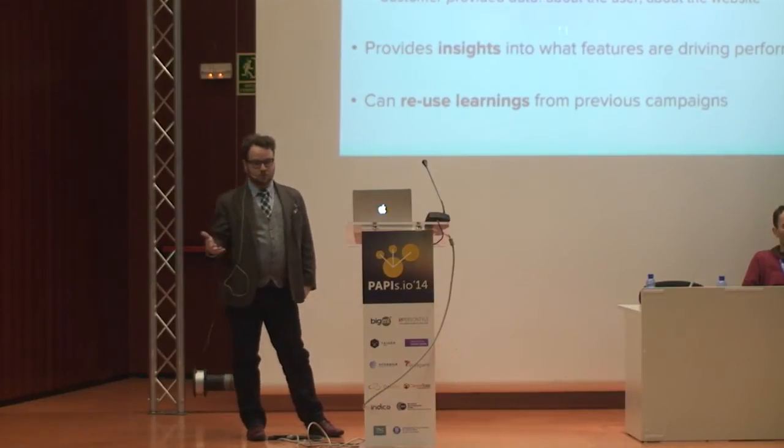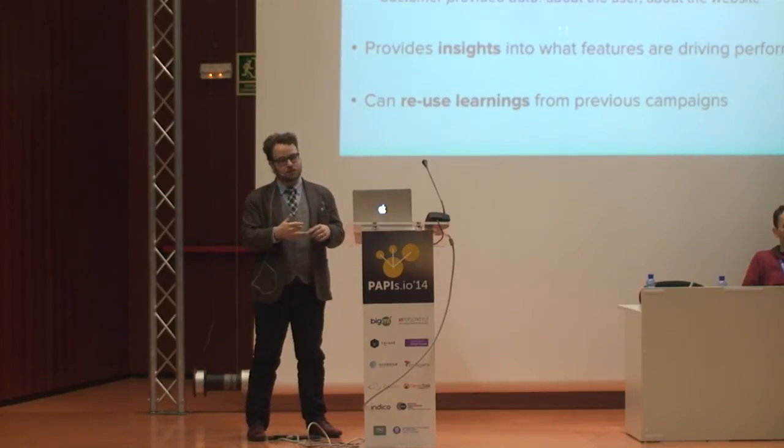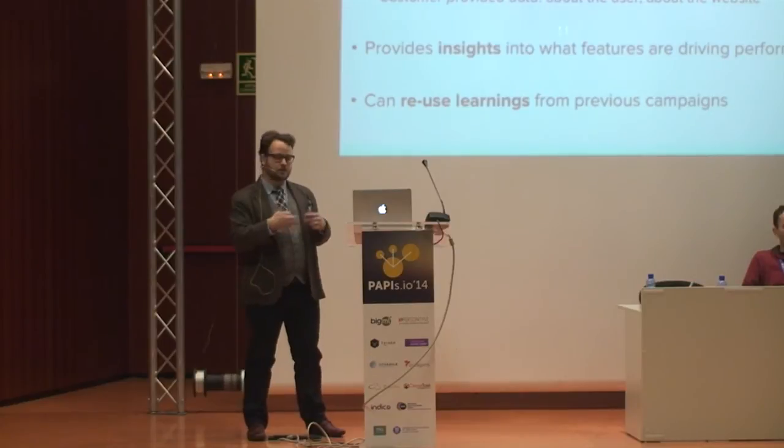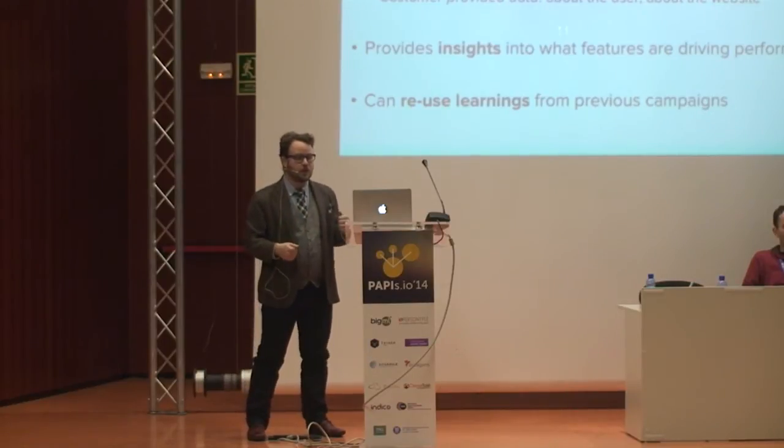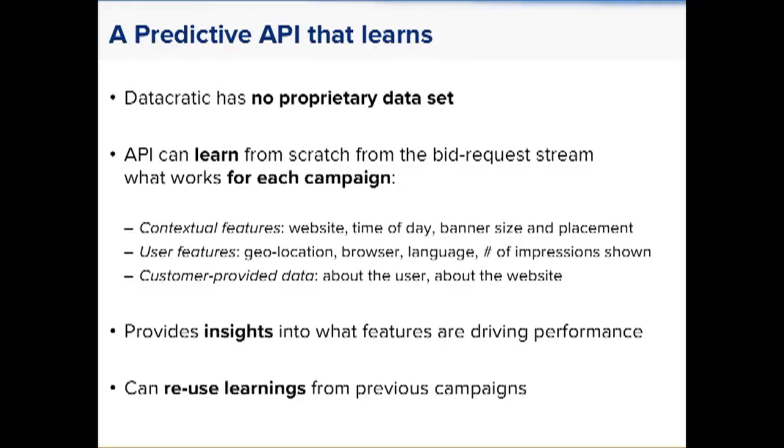There's also features about the user. For example, where the user is based on their IP, what browser they use, what language this user speaks based on the language settings of their browser, how many impressions have we already shown this user for this campaign, all things that matter. And then finally, the upstream bidder, the customer, can inject additional data into the bid request stream, saying, well, we know this user is interested in cars, or we know this user has purchased from us before.